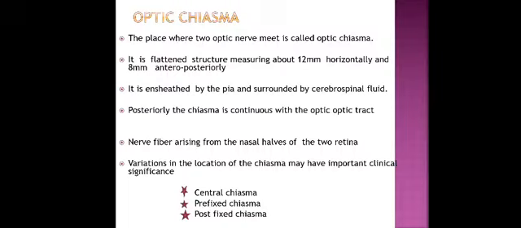The second one is the prefixed chiasma. It is present in about 10% of normal cases. It is located more anteriorly over the tuberculum sellae. In such a situation, the pituitary tumor may involve the optic tract first. The third one is the postfixed chiasma, present in the remaining 10% of normal cases. It is located more posteriorly over the dorsum sellae so that pituitary tumors are apt to damage the optic nerve first.